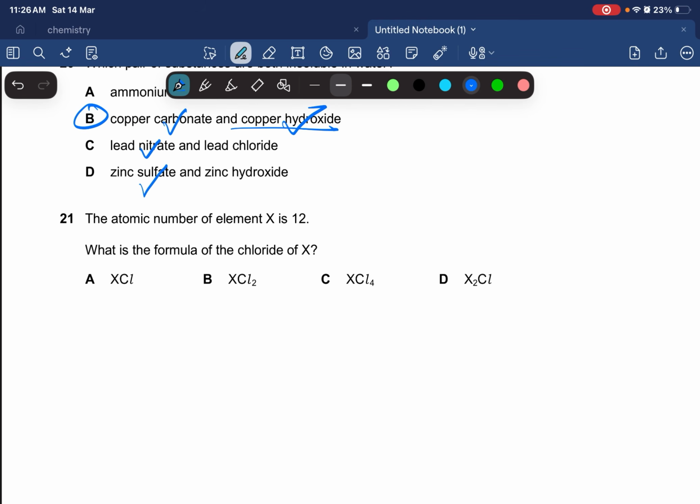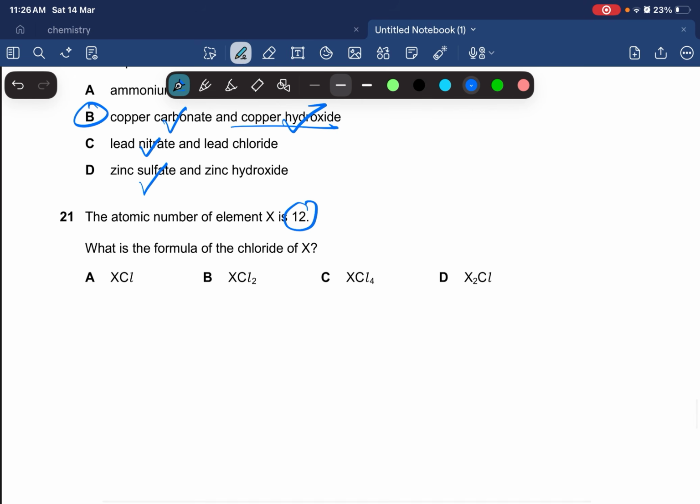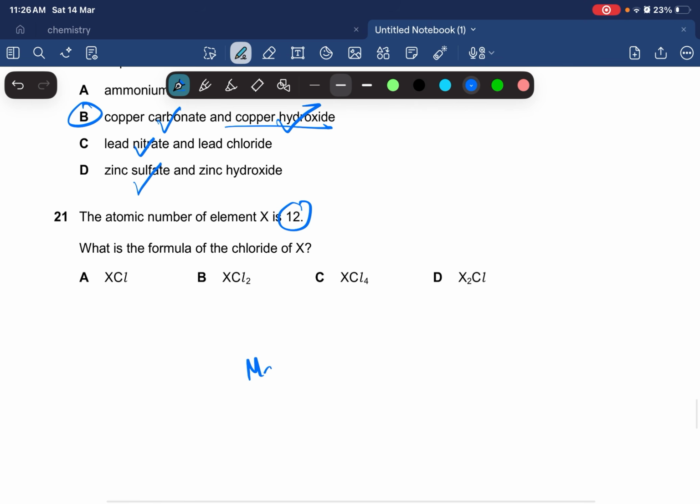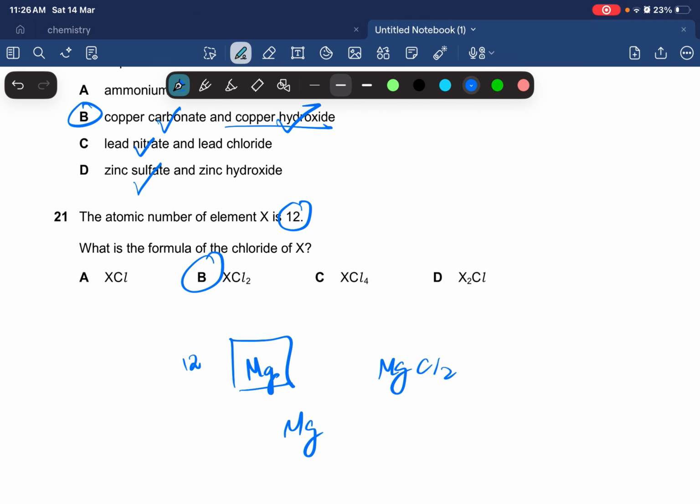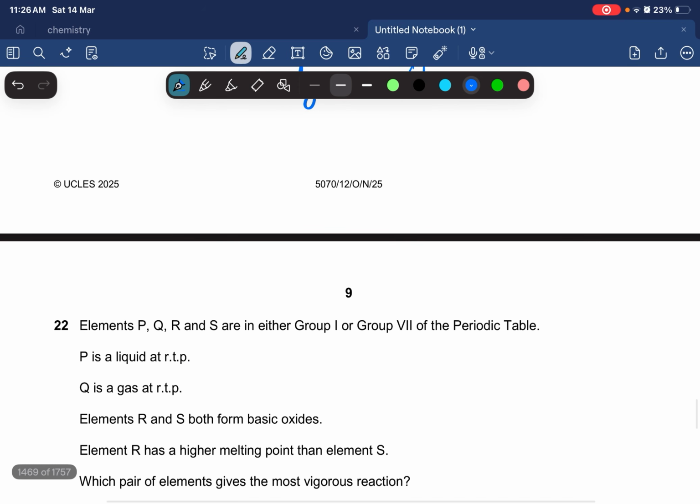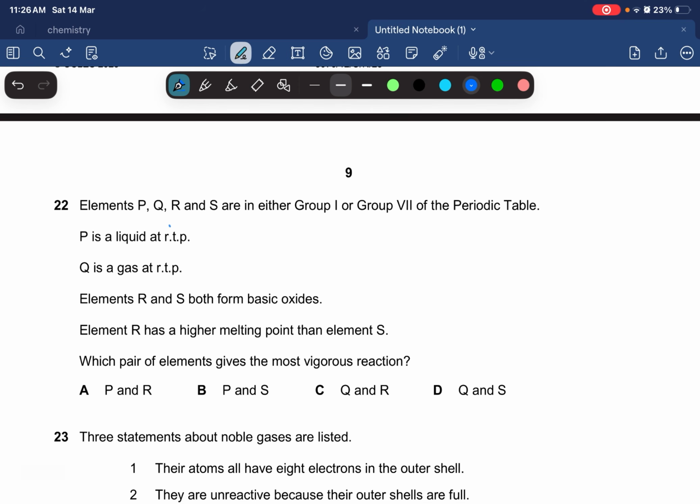The atomic number of the element X is 12, so we know that is definitely magnesium, because magnesium has atomic number 12 in the periodic table. What is the formula of the chloride of X? XCl2, because MgCl2: Mg is going to form a charge of 2 positive and Cl of negative 1, so it becomes MgCl2.